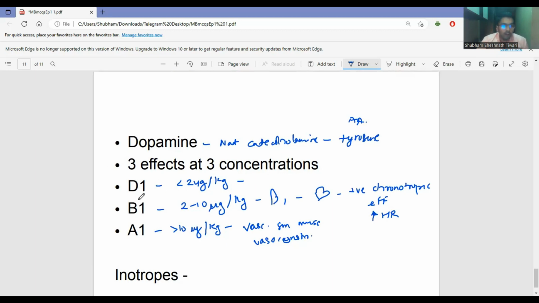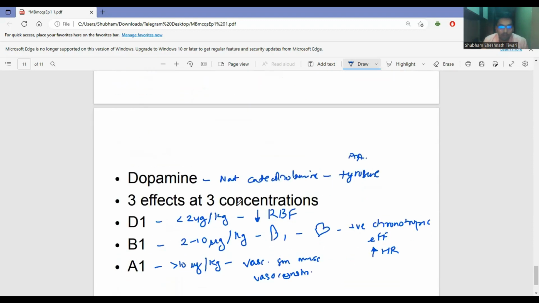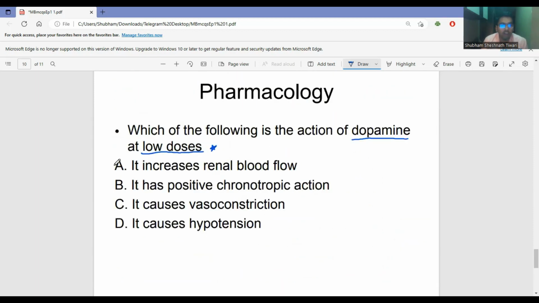So, our question is asking us, what does dopamine do at low doses? So, at low doses, it acts on D1 receptors, and it causes an increase in your renal blood flow. So, the correct answer here is option A, increase in renal blood flow. The chronotropic action would be in doses of 2 to 10 microgram per kg, and vasoconstriction would be in doses more than 10 microgram per kg.